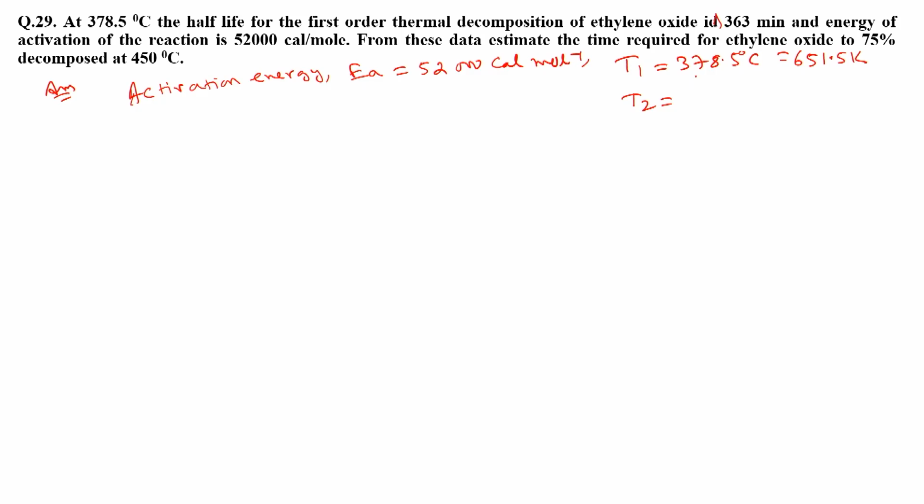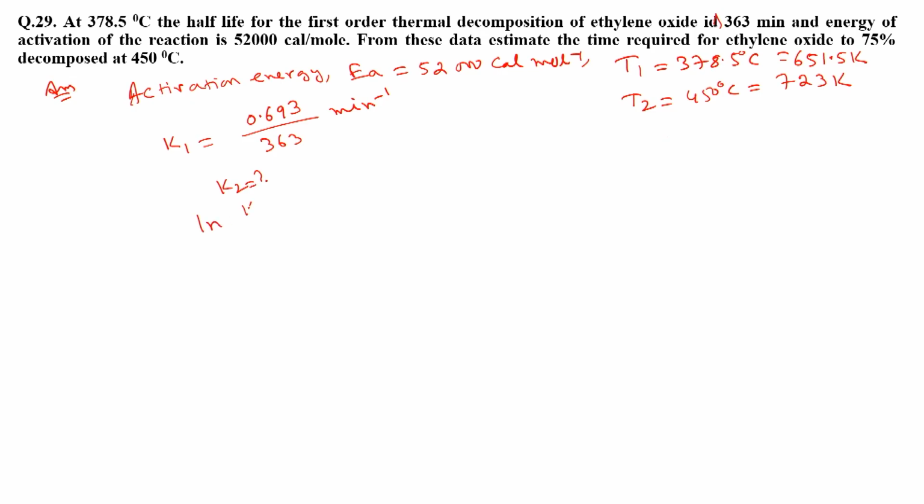What is the value of T2? It is 450 degrees Celsius. So, we get 723 Kelvin. What else is given? The half-life period for the first order is given. So, K1 is 0.693 by 363 minute inverse, right. So, we need to calculate what is the value of K2.